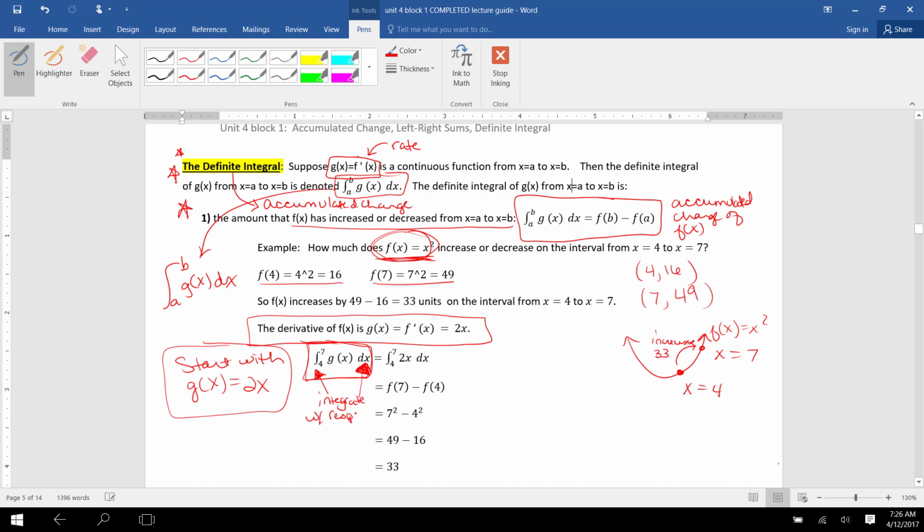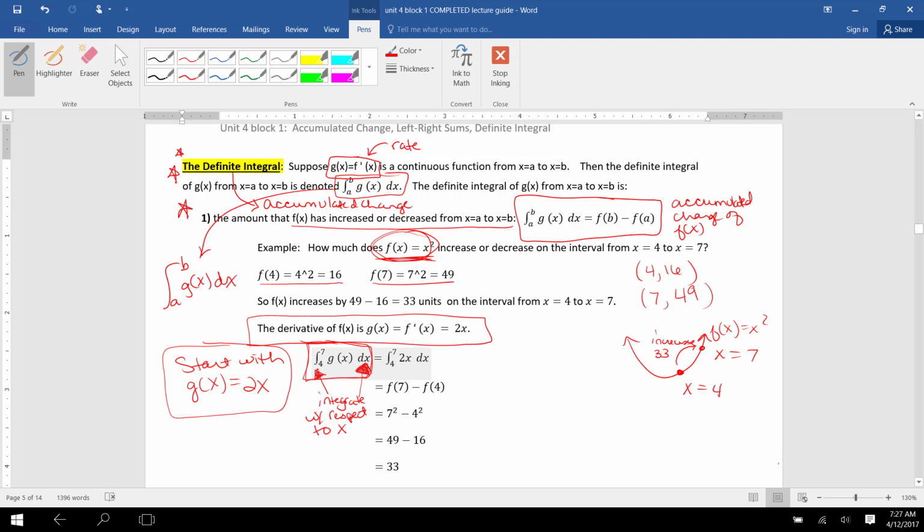You have to close it off with the dx at the end. If you had a function f of t, you would probably integrate dt. You're integrating it with respect to the variable t. So, opening with the integral symbol on this side, closing it with the dx on the right side.